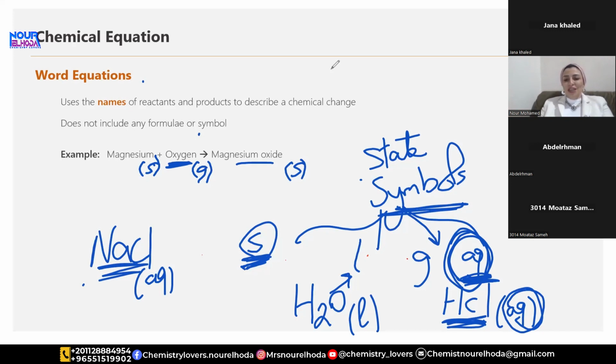العفو يا روح قلبي. طيب, so this is for aqueous. When do I say G? I say G بقى when it's a gas, like carbon dioxide, like nitrogen, hydrogen, oxygen, and so on.